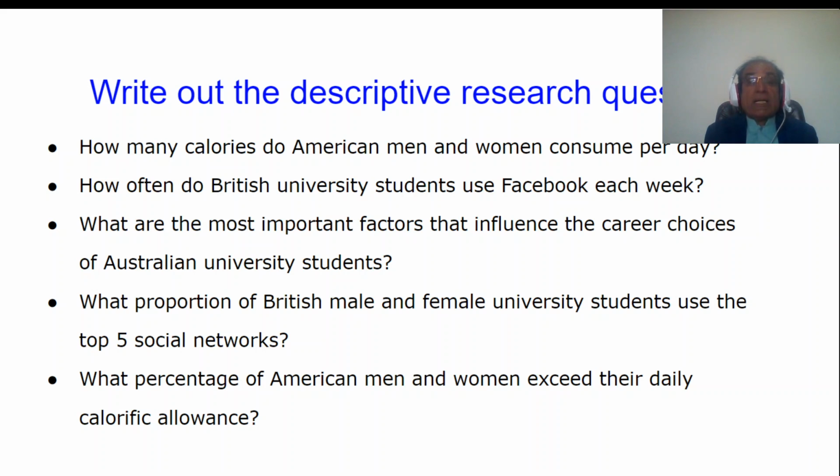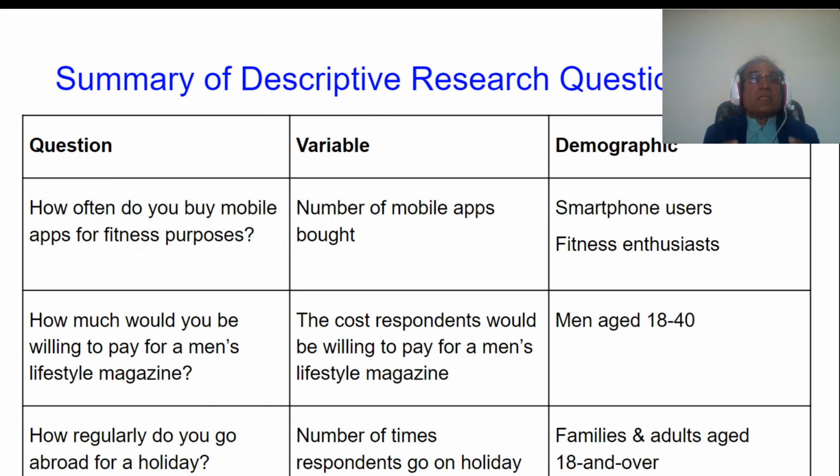If you have understood the details about the starting phrases, variable, group, and the extended word, you can construct the descriptive question easily. So try to understand the parts of the research question for designing the quantitative research question. Now I share the summary of the descriptive research question.